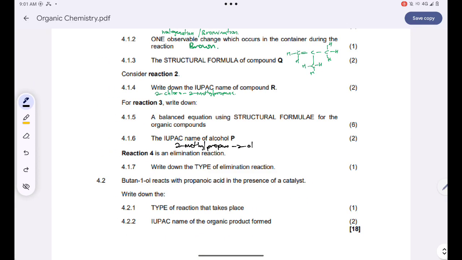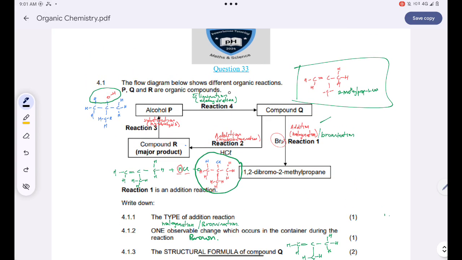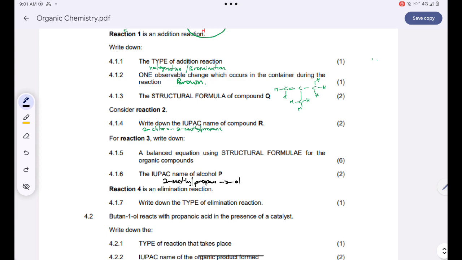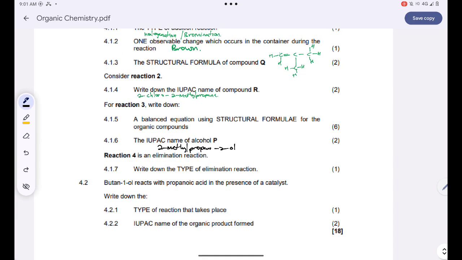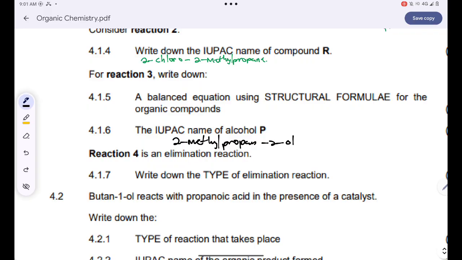Okay, and then for reaction 4. Reaction 4 is an elimination reaction. We did state that reaction 4 is an elimination reaction, né? And we did specify that this type of elimination reaction, it's dehydration. Okay, they want us to write the type of elimination reaction. It's dehydration.